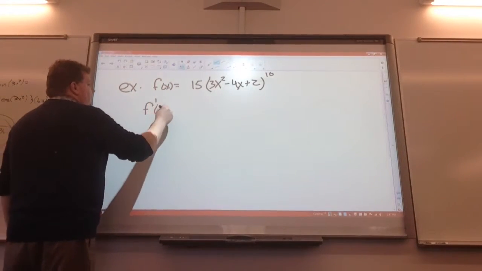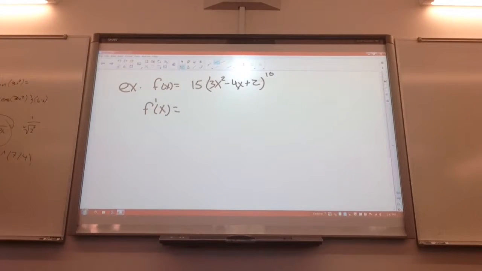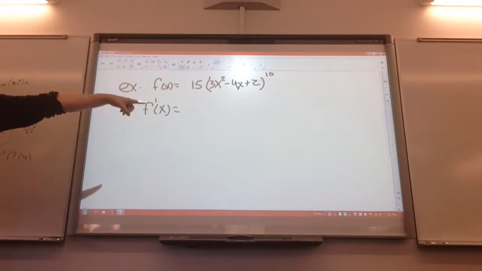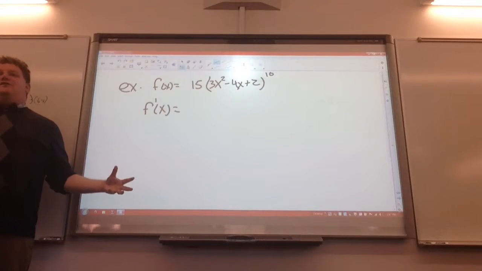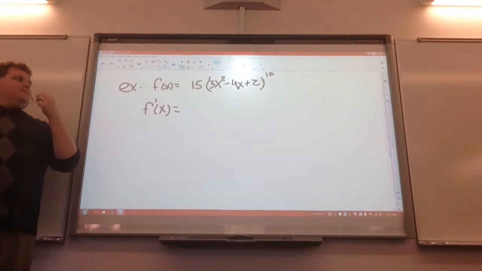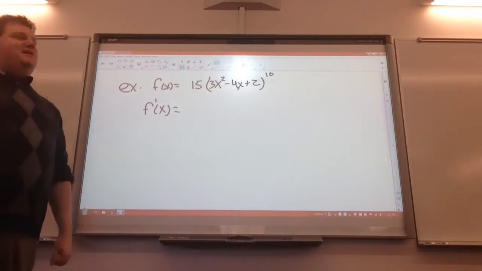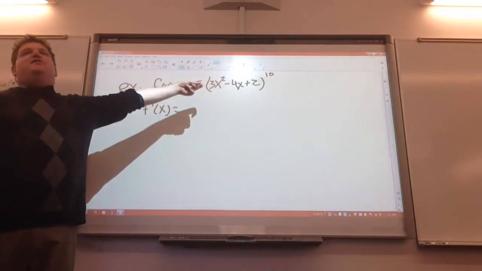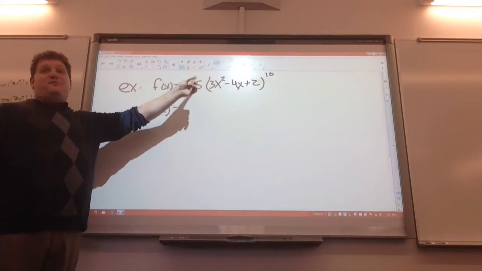In theory, can I expand this out and use the power rule? Yes. In practice, am I going to try to do that? No. Why? Because 3x squared minus 4x plus 2 to the 10th power would be ridiculously long to expand. We don't want to be here all afternoon expanding a single trinomial, because again, this is not something you can use Pascal's triangle for.